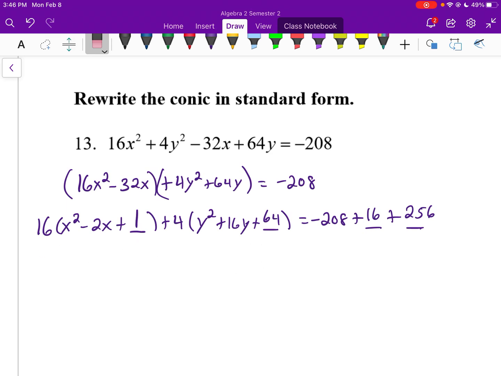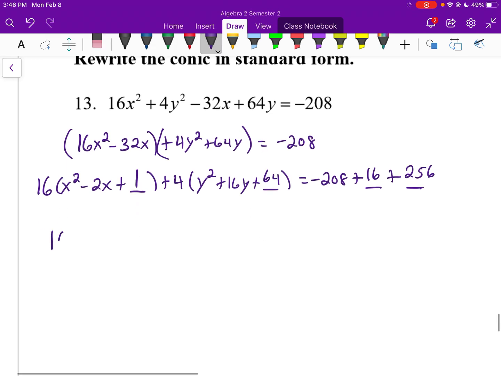Then from there, now we have our perfect squares. So we have 16 times x minus 1 squared. Again, half of negative 2 is negative 1. It's always going to be just x because we made that a value 1. So we have x minus 1 squared plus 4 times y plus 8 squared, sorry, y plus 8, is equal to, what do we got here? 64.